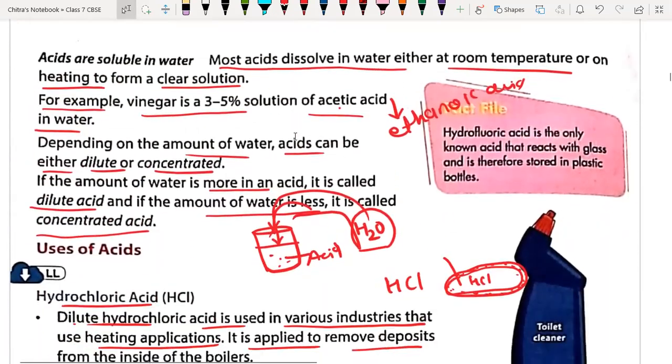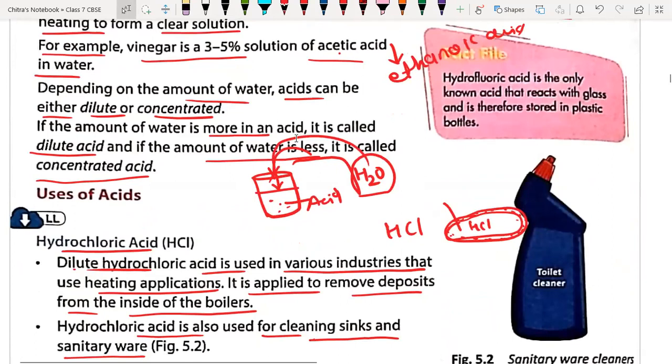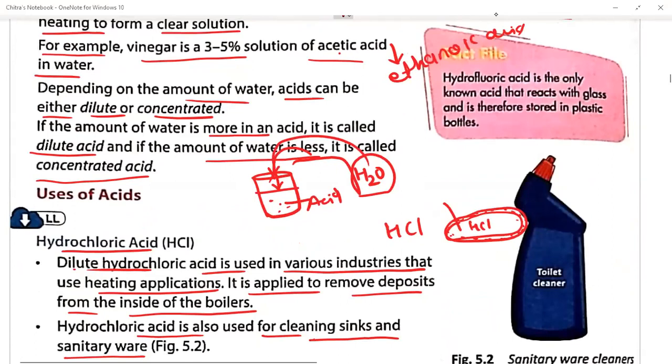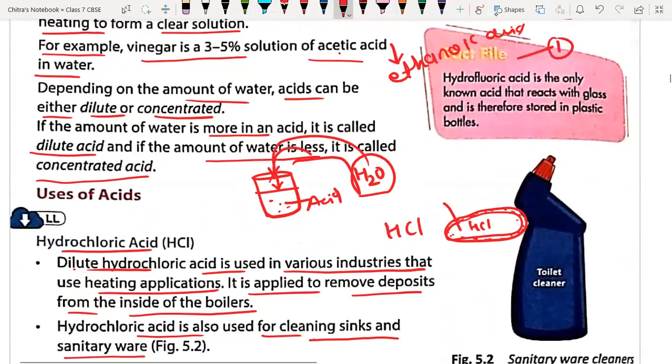Sir, ketchup can also be used to clean sinks, right, sir? Yes, because it contains acid.